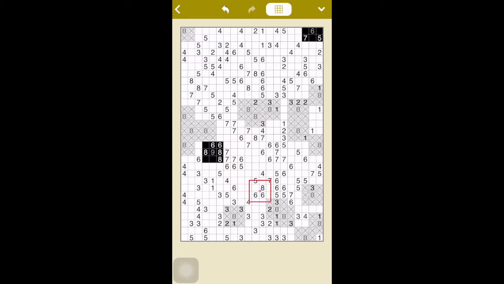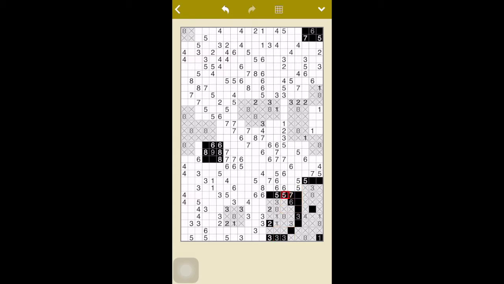Okay, so let's try to find the simple, obvious ones. Let's find as many of these as we can. Okay, I think that's about it. And this one too. Oh, so we could finish off this corner.